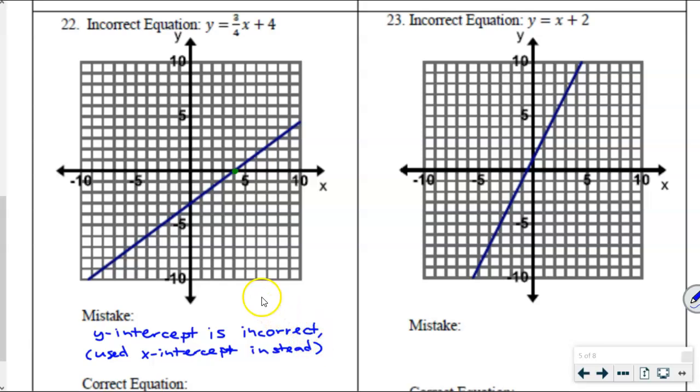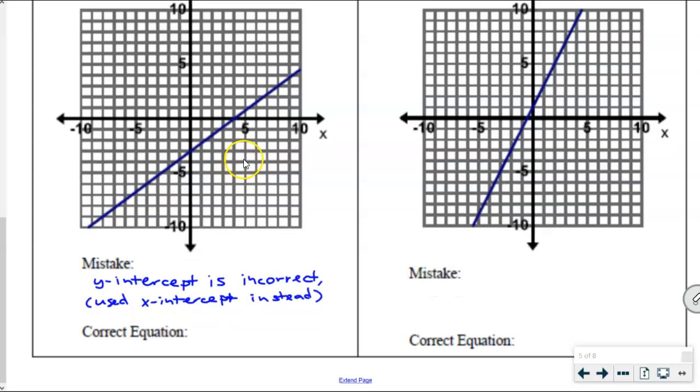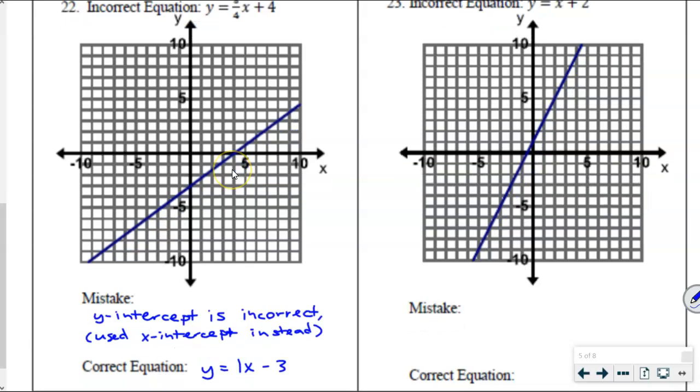So, with that in mind, what is the correct equation? What should this equation be? Gabe. Double check. 1x minus 3? Is the slope 1? We have to... 3/4, yes. The slope that they wrote in the equation was actually correct.